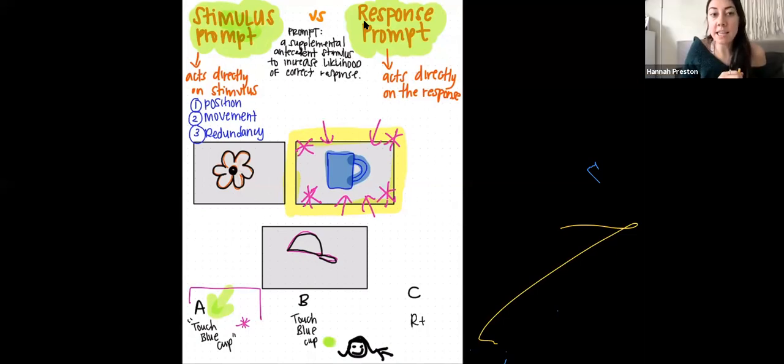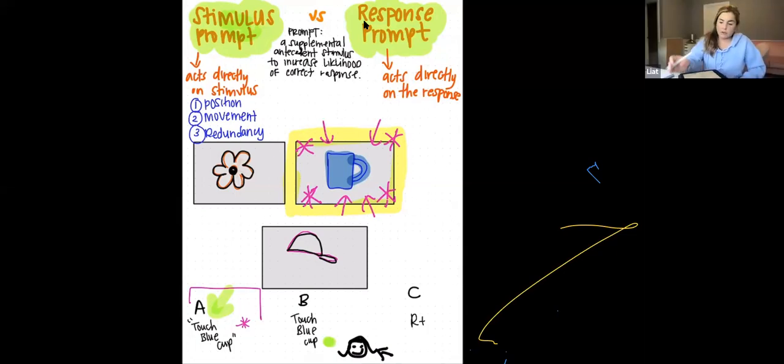Liat, are there any AKAs for position prompts? Sometimes I see it as proximity. I don't know if that's a correct AKA. Yeah, that's perfect. You could do a hashtag for that. You could do it as positional proximity, closeness, how close it is to someone.